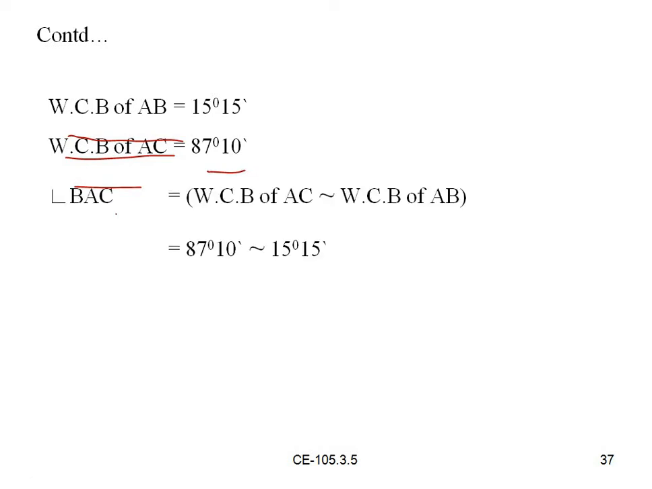Whole circle bearing of AB is equal to 15 degrees 15 minutes and whole circle bearing of AC is equal to 87 degrees 10 minutes. So angle BAC is equal to whole circle bearing of AC minus whole circle bearing of AB. So 87 degrees 10 minutes minus 15 degrees 15 minutes, we will get 71 degrees 55 minutes. This is the answer.